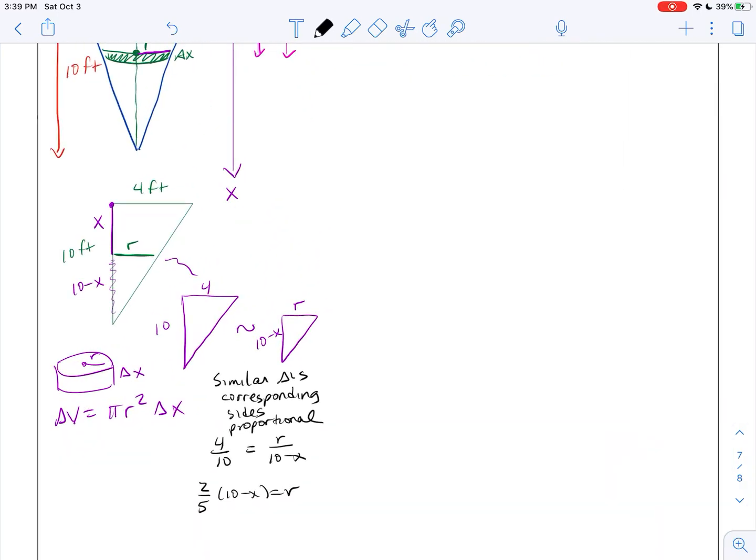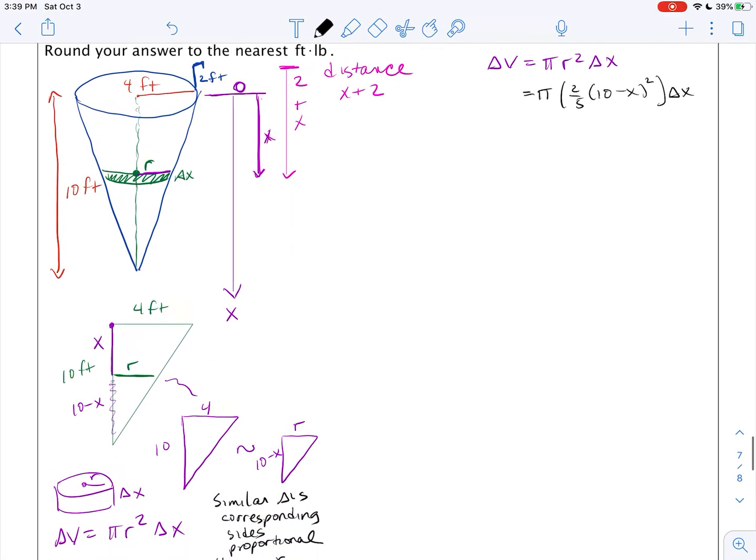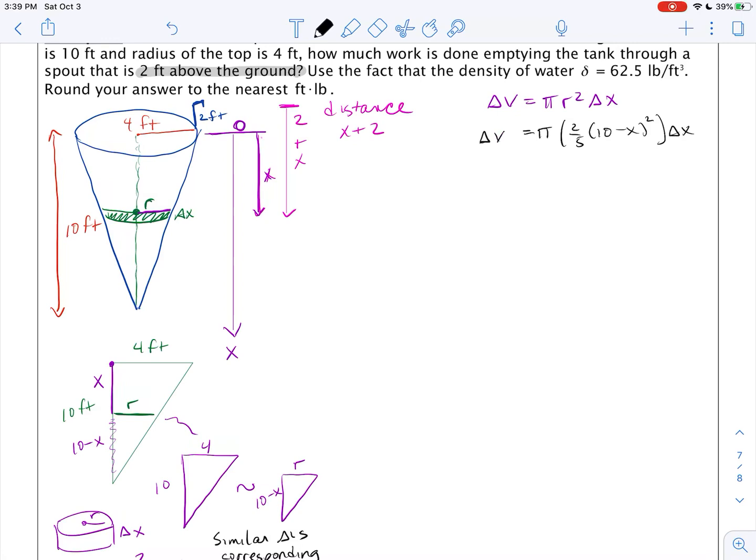So now coming back to my volume, my delta volume then is going to be pi times 2/5 times 10 minus x squared delta x. Good. And so why did I do the delta volume? Because I'm going to move forward with delta force, and remember this is a slice. We're talking about what's the force on that slice, how many pounds does that slice weigh. And our delta force is going to be the density times our delta volume, because we would have pounds per cubic foot times cubic foot, and we're going to get pounds.